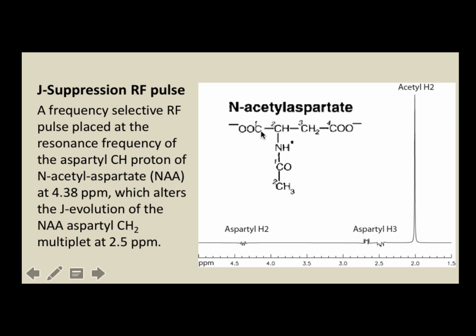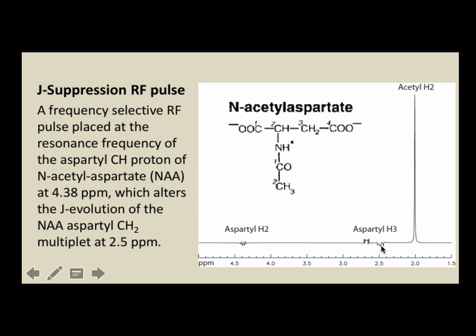Then let's look at the aspartate moiety of NAA. At the two sides, there's 1 proton. In the spectrum, this proton has signals at 4.38 ppm. And then there are 2 H3 protons. One H3 proton has signals around 2.5 ppm. The other H3 proton has signals at 2.67 ppm.